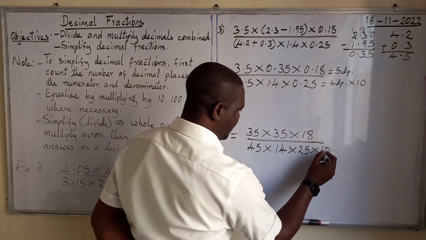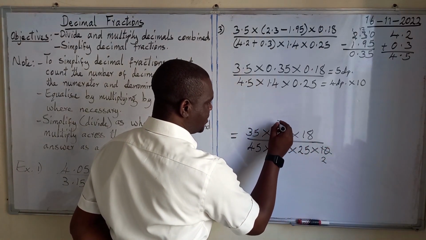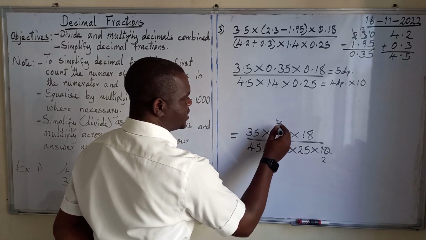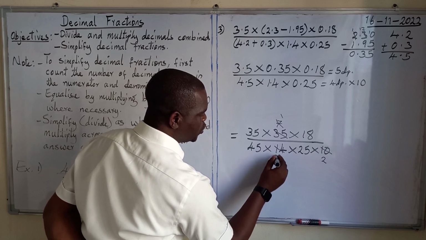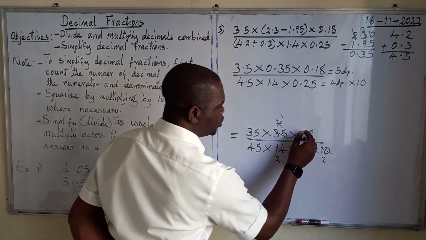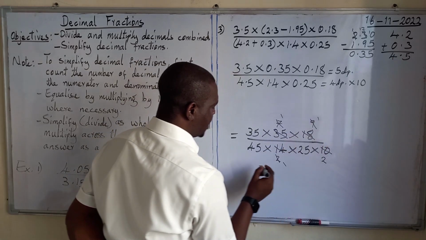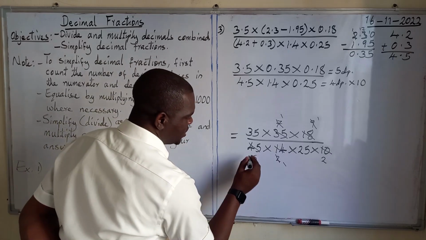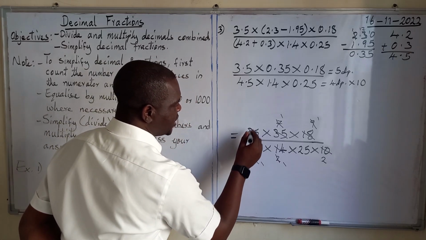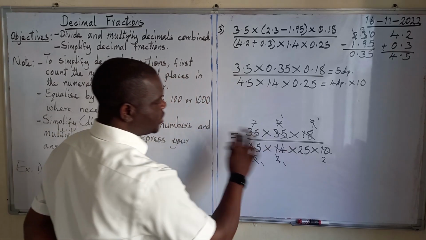Let's take 5. 5 into 10, 2 times. 5 into 35, 7 times. 7 into itself, 1 time. 7 into 14, 2 times. 2 into itself, 1 time. 2 into 18, 9 times. 9 into itself, 1 time. 9 into 45, 5 times. 5 into itself, 1 time. 5 into 35, 7 times. And if you check 7, 25, 2, nothing can simplify.